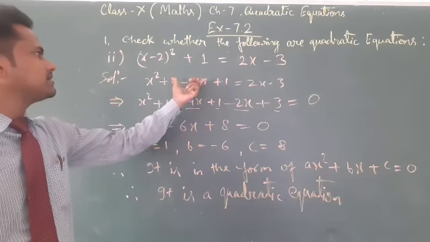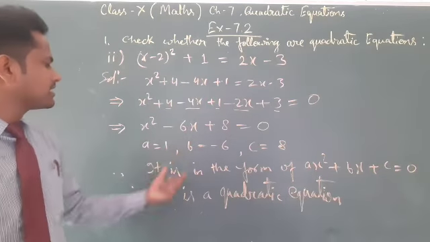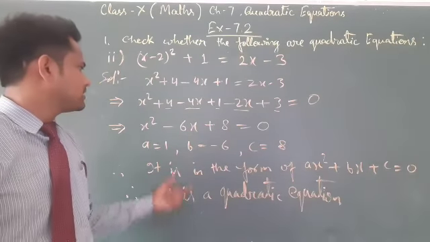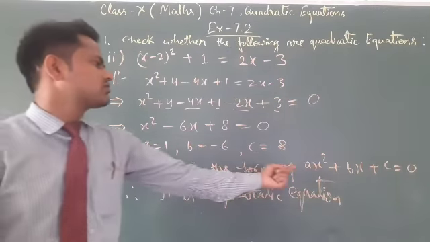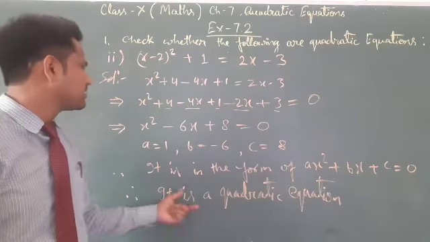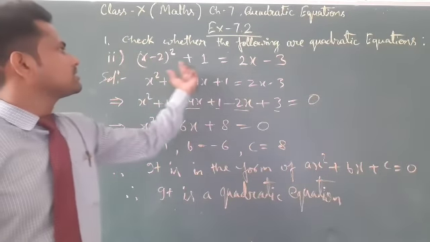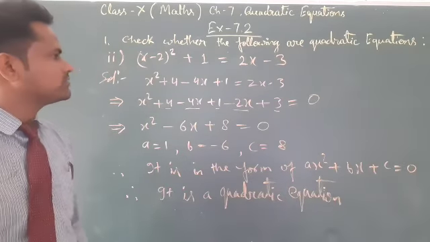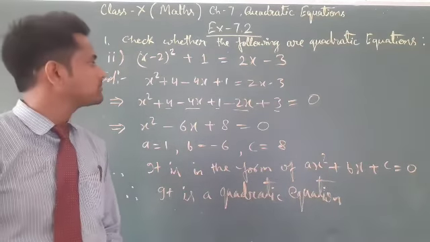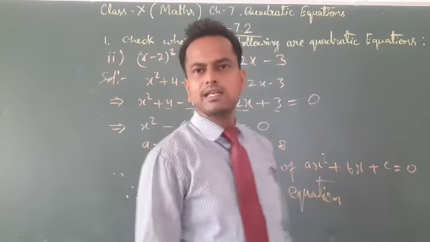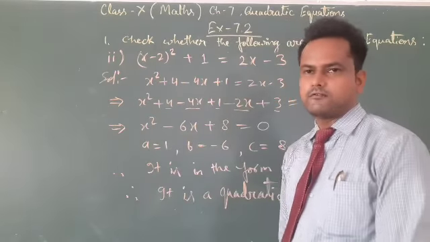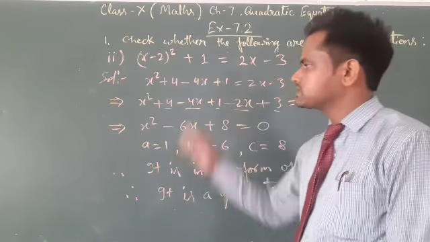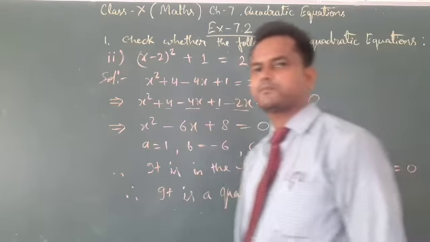After simplifying this, we will get x square minus 6x plus 8 is equal to 0, which is in the form of ax square plus bx plus c. That's why this equation is a quadratic equation. Got it? Pause the video and note it down. And the remaining questions of the first, you have to simplify in the same manner. Got it?